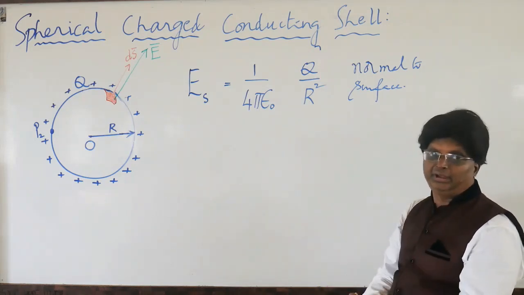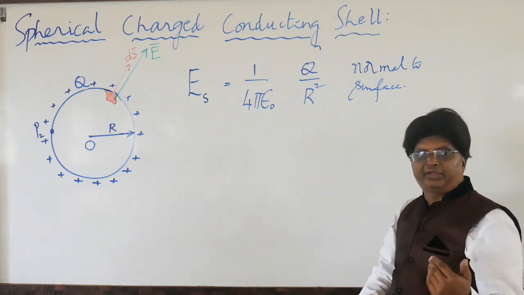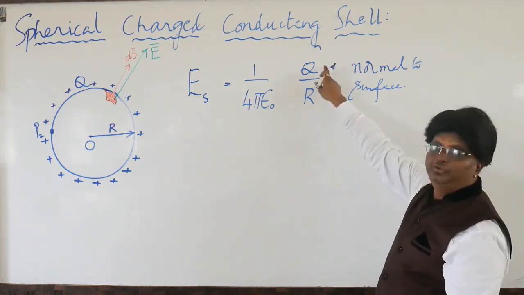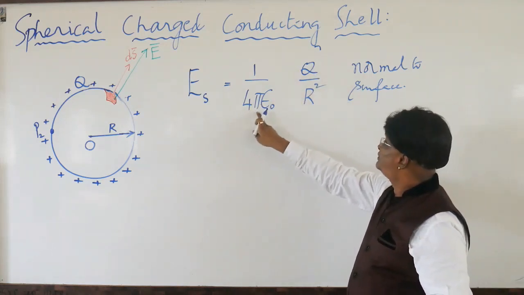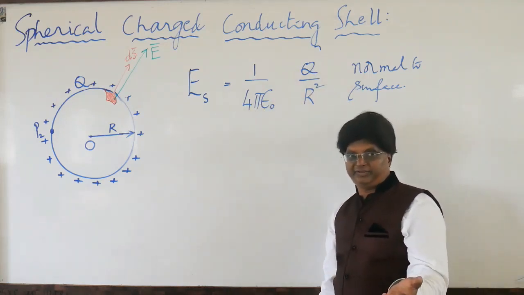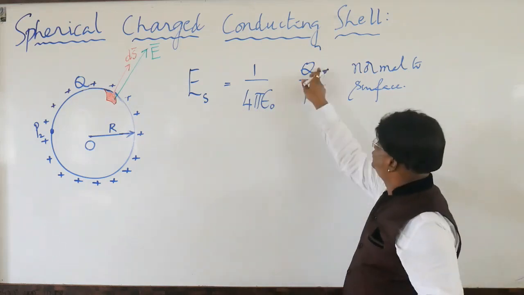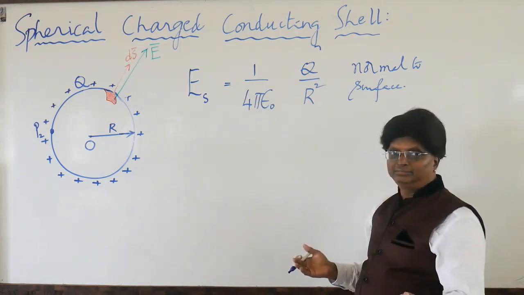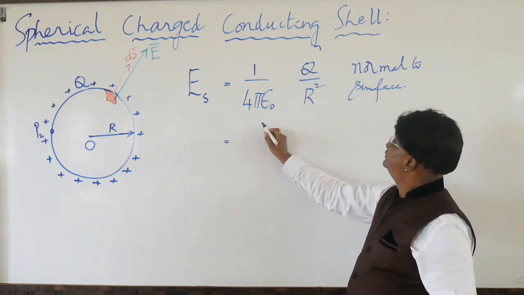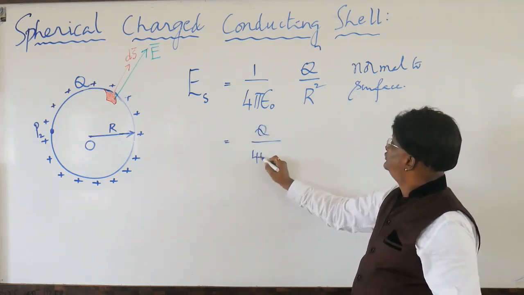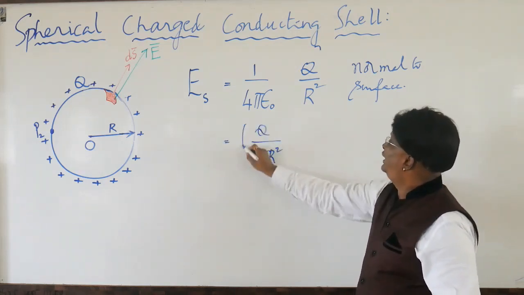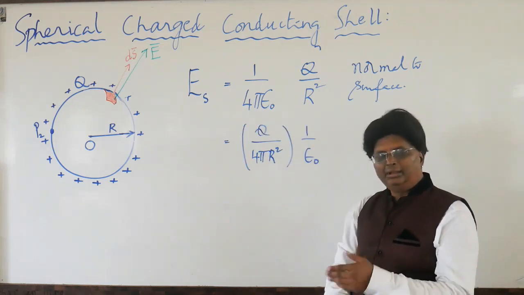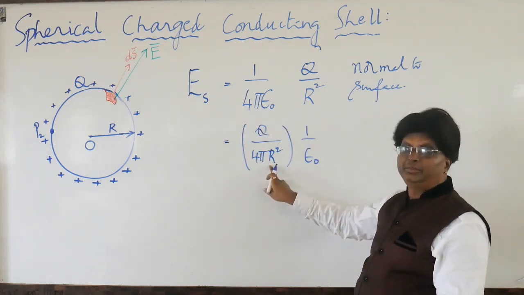One more important thing: earlier, when we discussed the same charge distribution, charge by surface area was called the surface charge density. Can you find that here? This numerator term is Q. 4 pi R square becomes the surface area of the sphere. Therefore, Q over 4 pi R square becomes sigma. See what I am writing? This is Q by 4 pi R square times 1 by epsilon naught. Then all this expression is nothing but sigma.